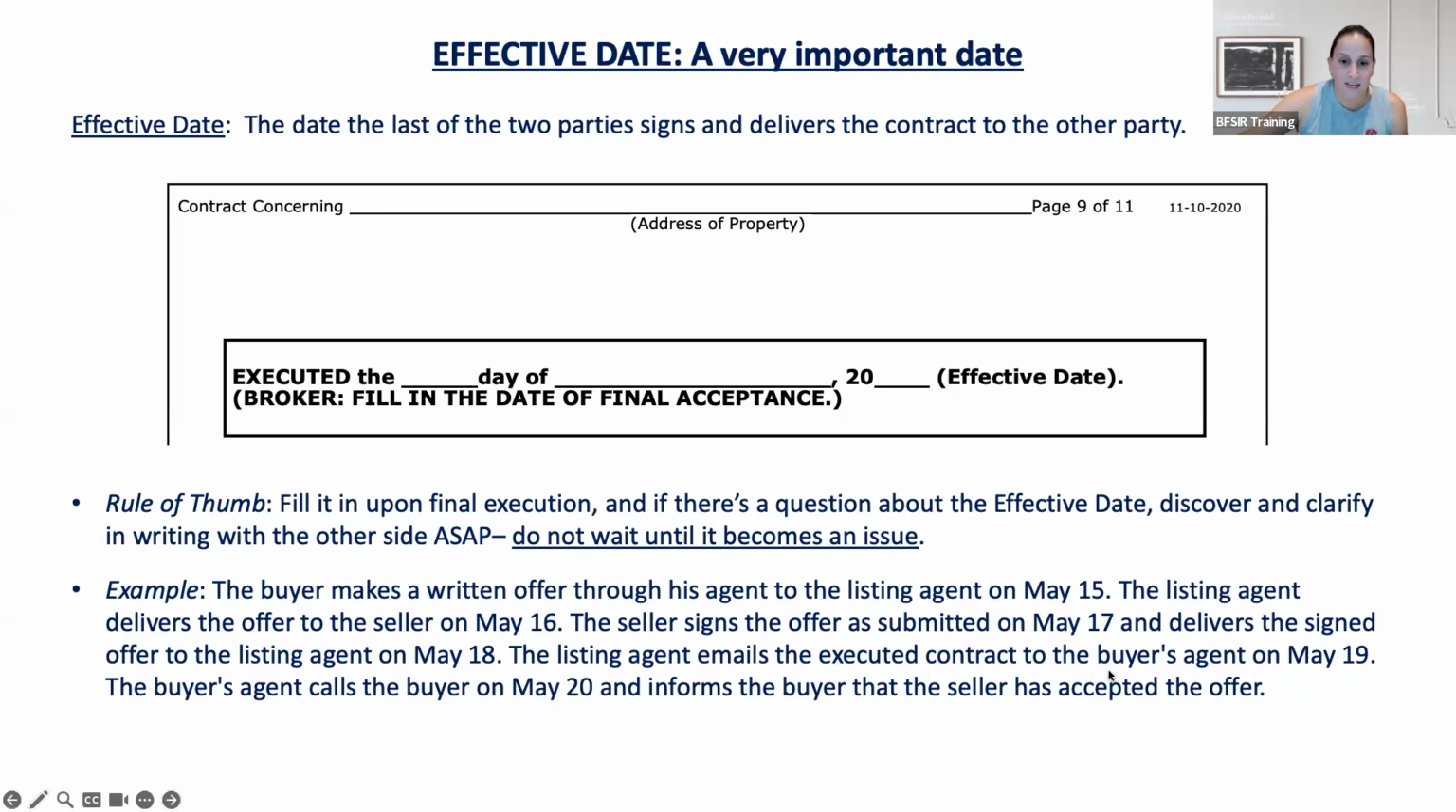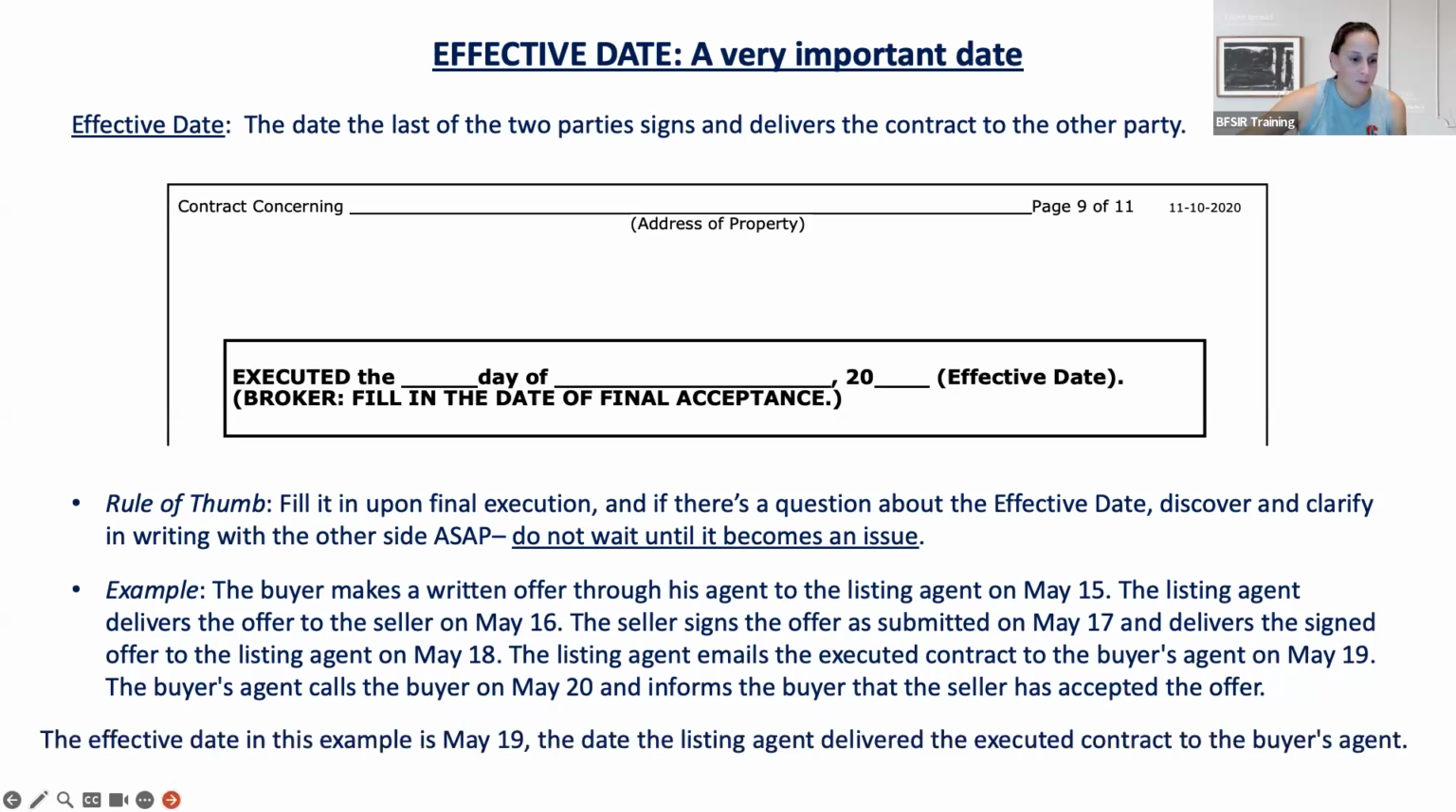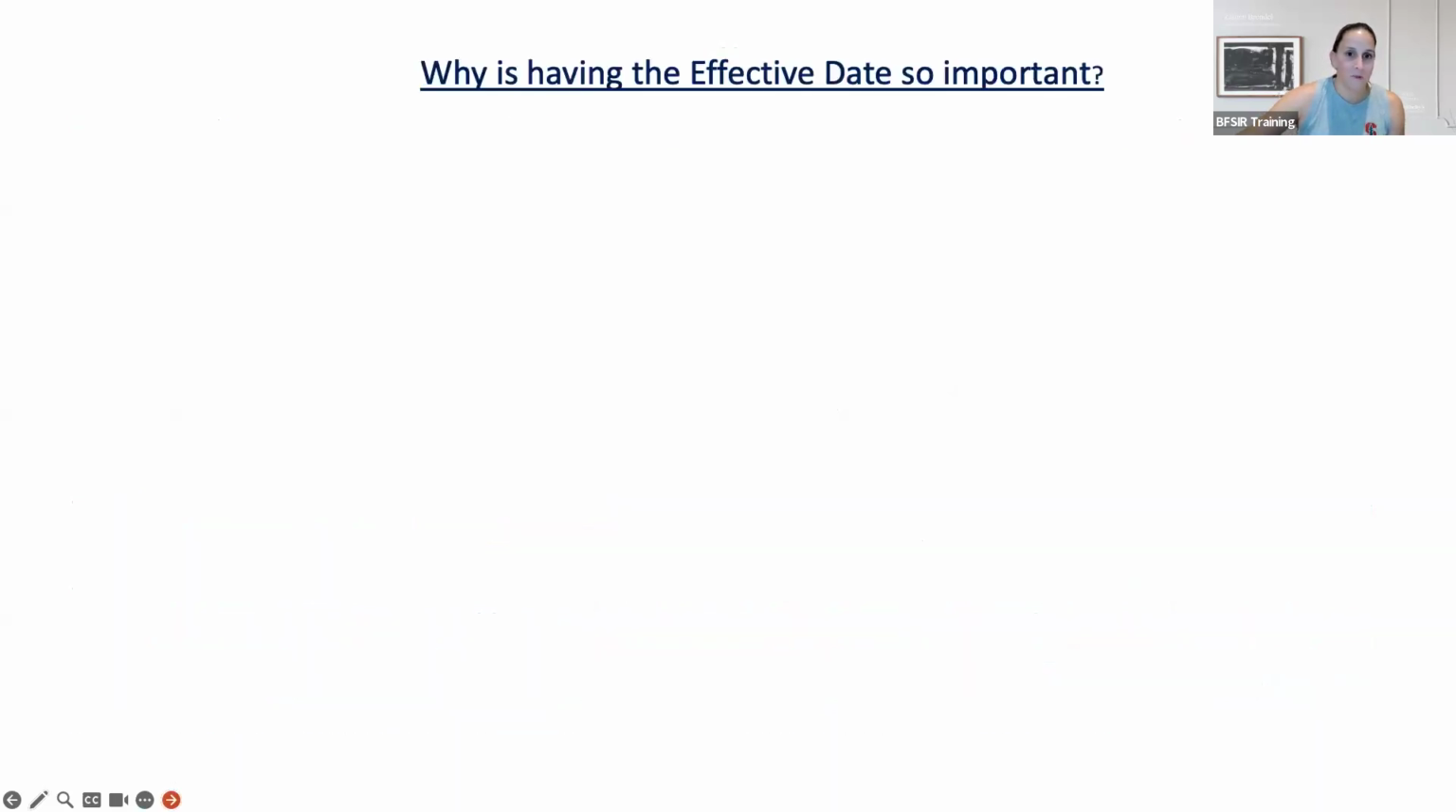So what is the effective date in this deal? I'll give you a minute. 19th, right? Yeah, May 19th, right? The date that one party delivers the executed contract to the other party is the effective date, May 19th, right? And shame on both of those agents. Okay, don't be that agent. Which you guys are not.